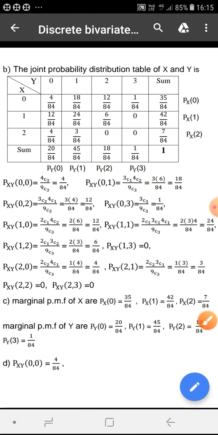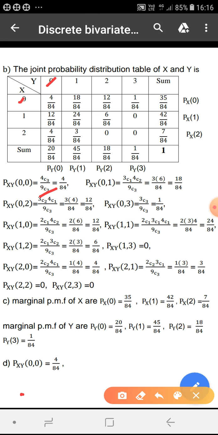So now when x is 0, y is 0. That means probability of choosing 0 red ball, 0 white ball. That means 3 balls are chosen from the 4 blue balls. So what is the probability or the chance? Totally there are 9 balls. From the 9 balls we can select 3 in 9C3 ways.